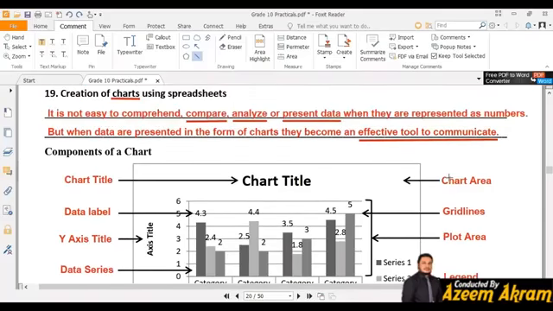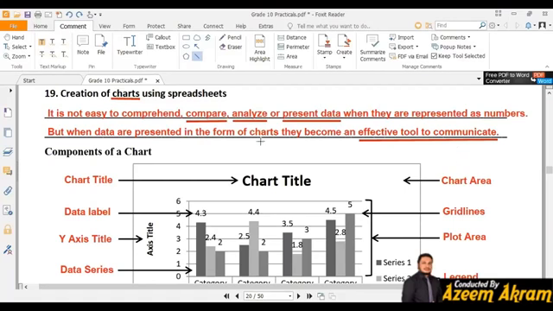So what is a chart? For example, this is what exactly they're saying: it is not easy to comprehend, compare, analyze or present data when they are represented as numbers. But when data is presented in the form of charts, they become an effective tool for communication.